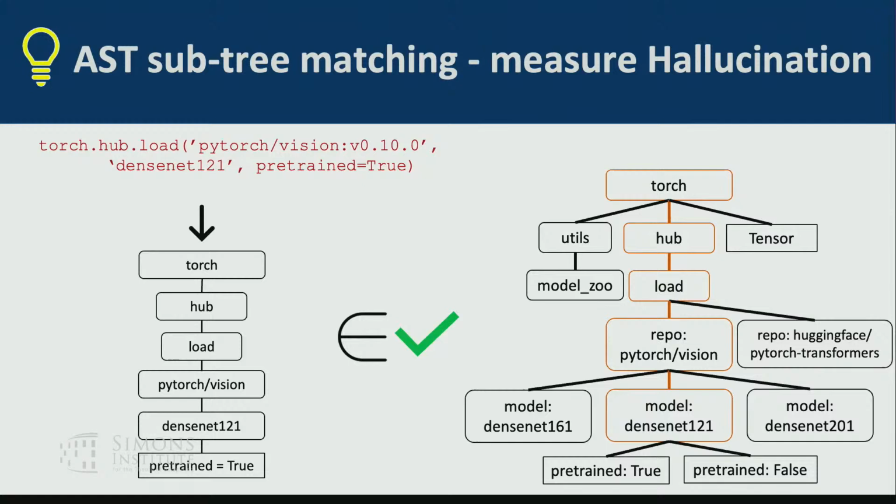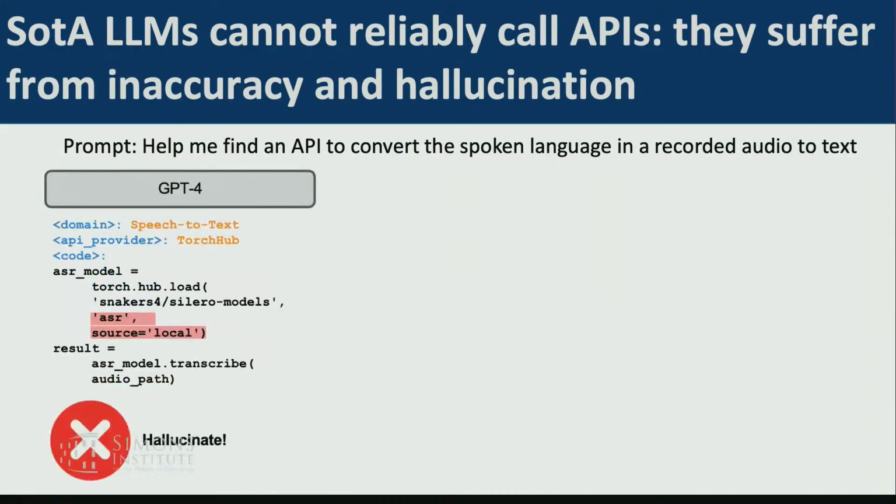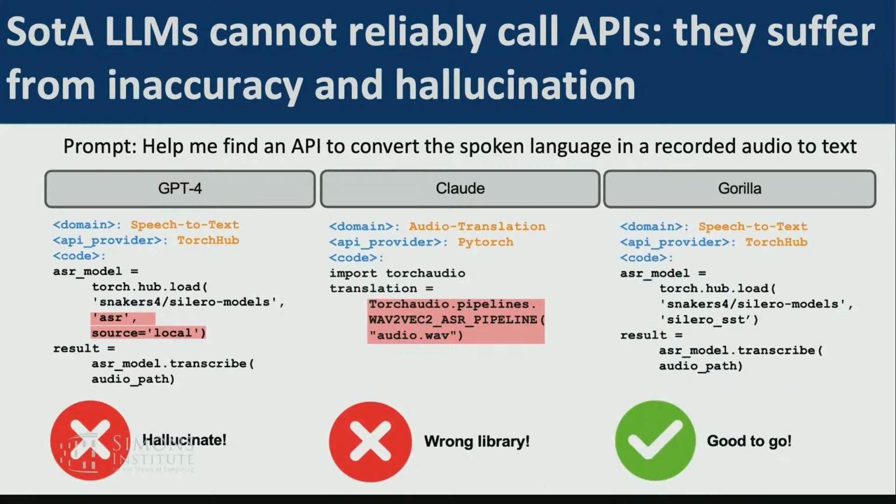So the accuracy may be bad, but at least it's not hallucinated. I don't know if the color is accurate, but here I see that, okay, this is actually a fair match. And you see that I haven't really checked for pretrained=True because that's an optional argument in Python. So then I do this subtree match and conclude that, okay, this is not really hallucinated. And this is, of course, a cherry-picked example where I show that we can do well. GPT-4 tends to hallucinate. Claude may be wrong.